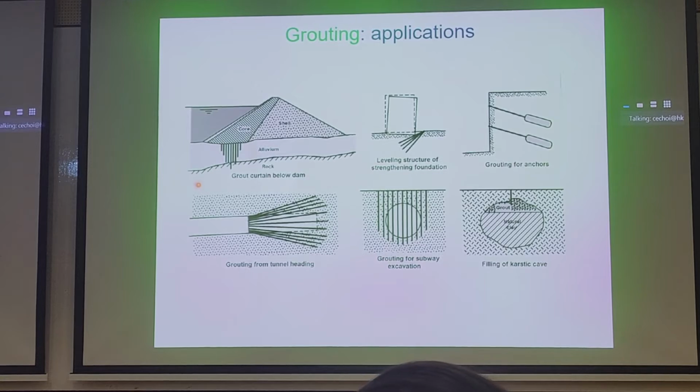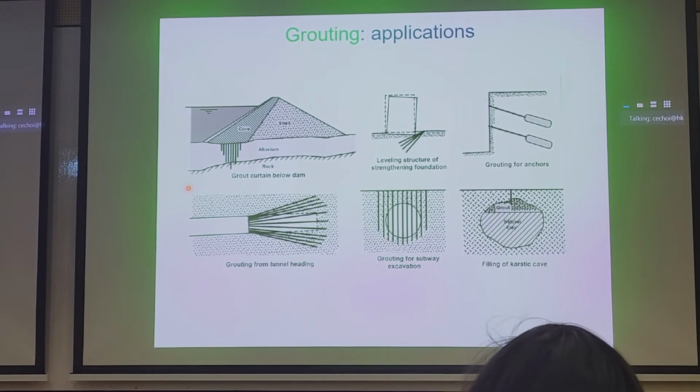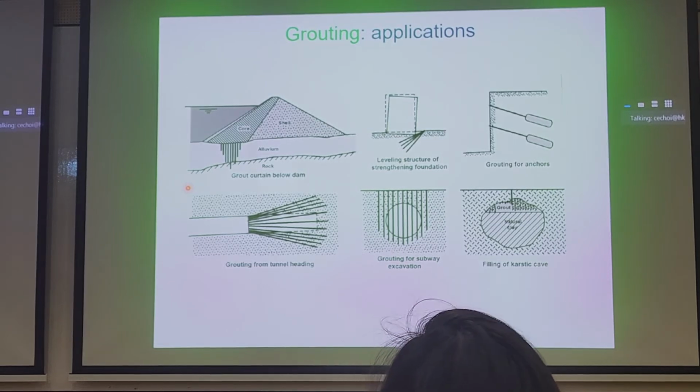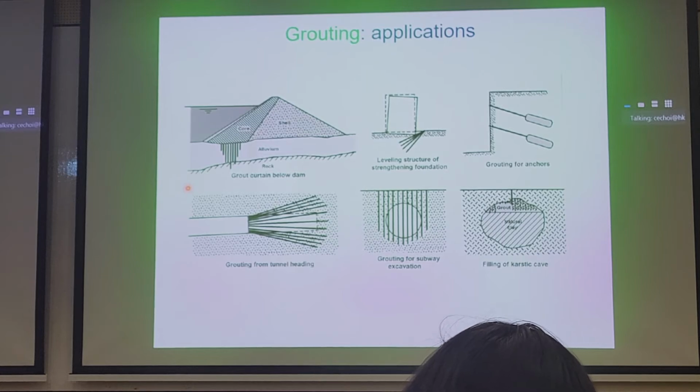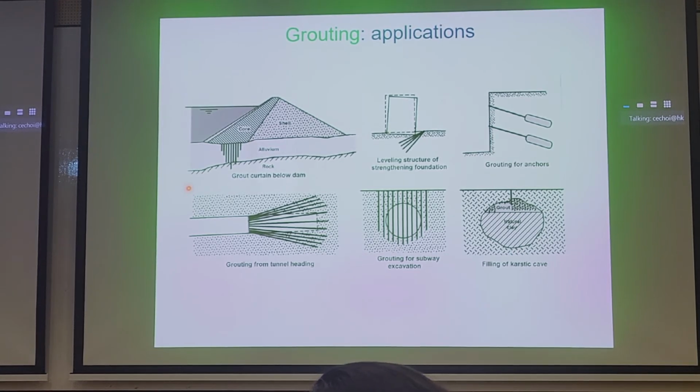Moving downwards, we have the use of grouting to shield tunnel advancement. In this case, the tunnel could be advancing in either soil or rock. If it's very competent rock material with very thick cover over top, you probably don't need to do any grouting. If it's tunneling in soft soil, then you probably need to do this kind of shielding beforehand, so you don't have a collapse of the tunneling phase.